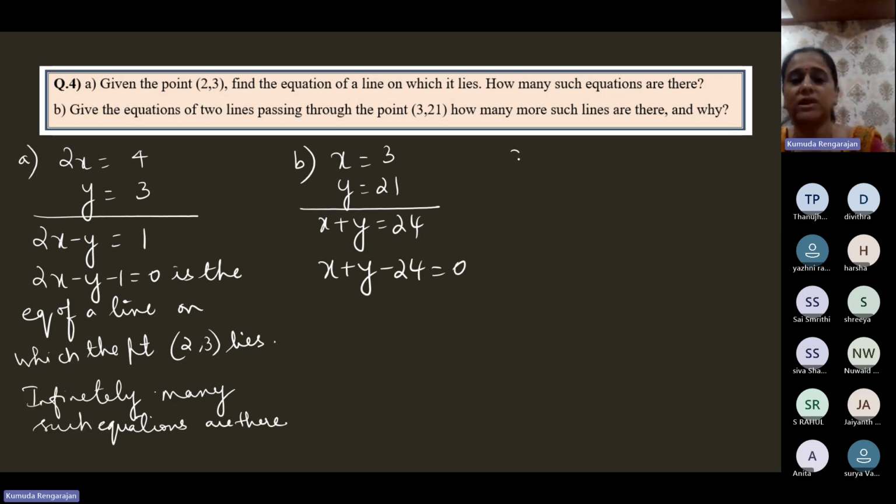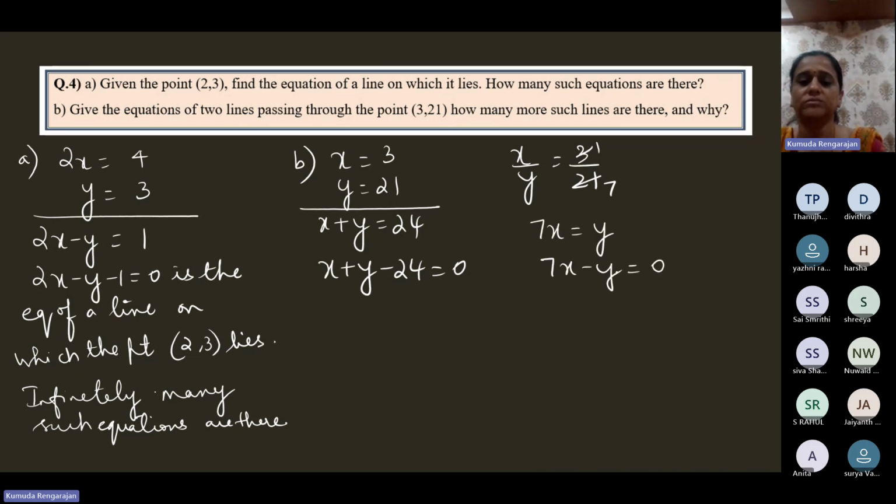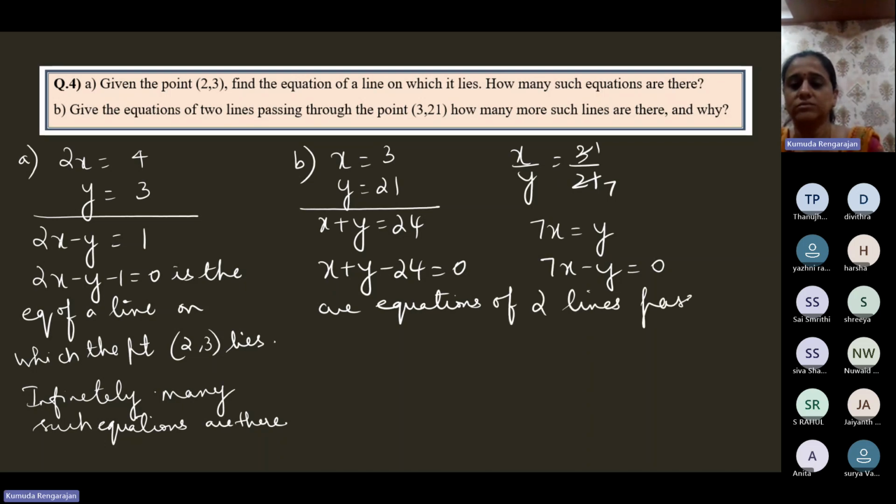One more, say x by y is equal to 3 by 21. You can simplify: 3 ones are 3, 3 sevens are 21, cross multiply, 7x is equal to y. So 7x minus y is equal to 0. These are equations of two lines passing through (3, 21).